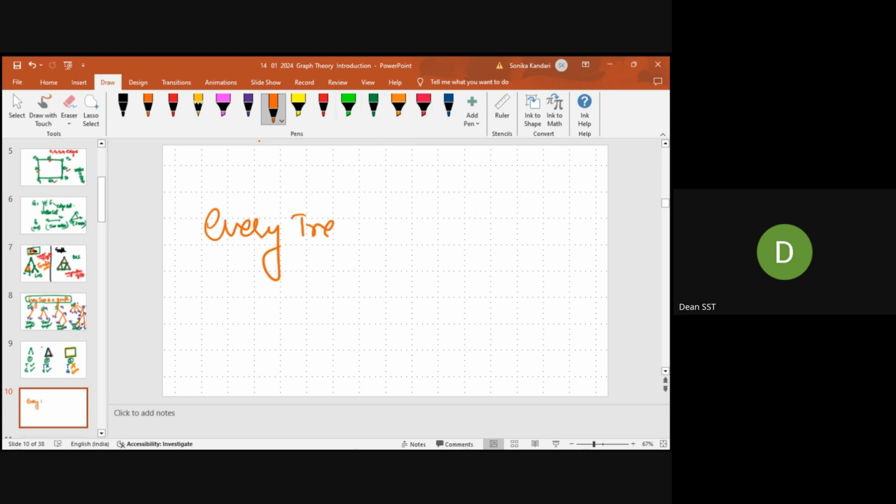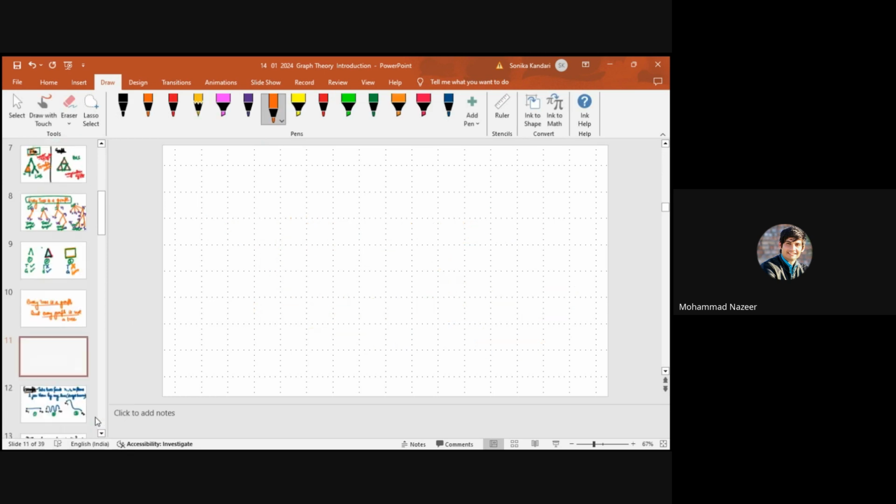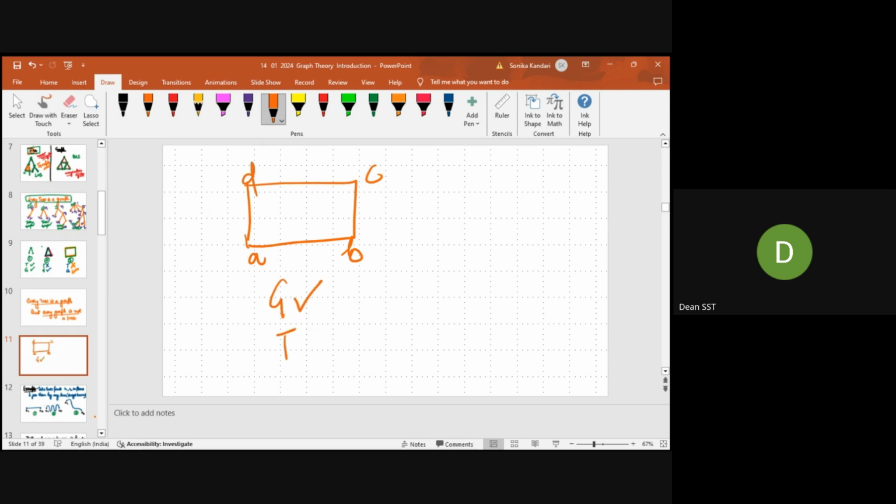So every tree is a graph, but every graph is not a tree. Fine. Sorry, every tree is a graph, but every graph is not a tree. Is it clear? Yes, ma'am. See, this is a graph. A, B, C, D. This is a graph, but it is not a tree. Is it clear? Yes, ma'am.